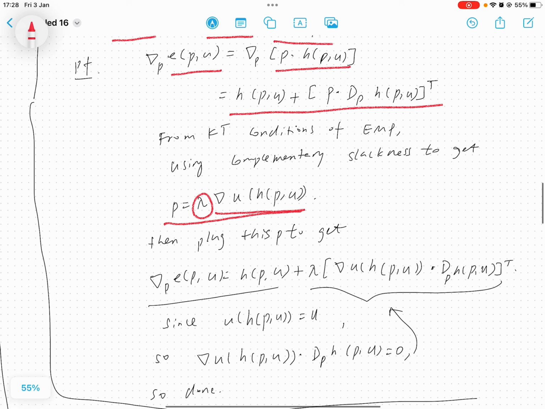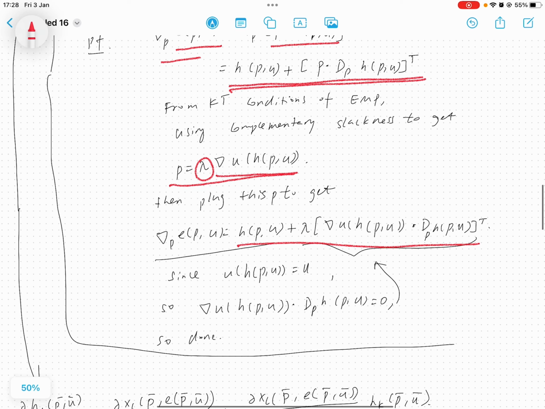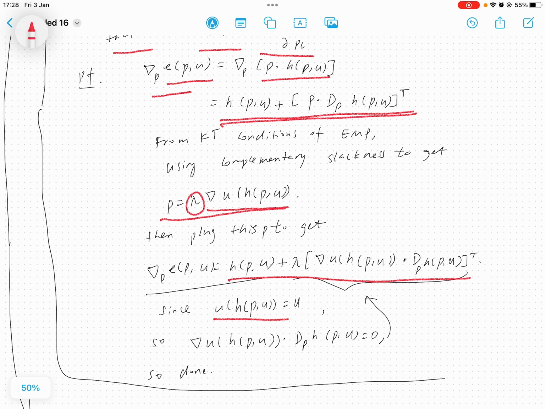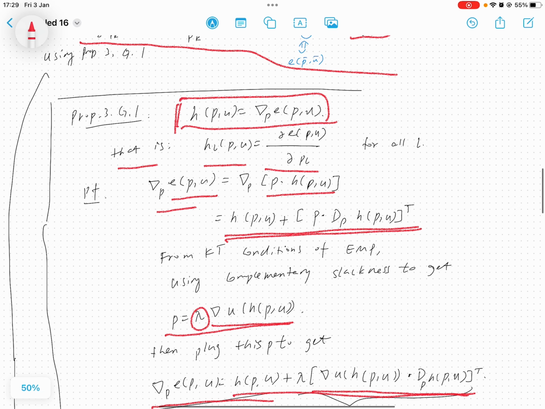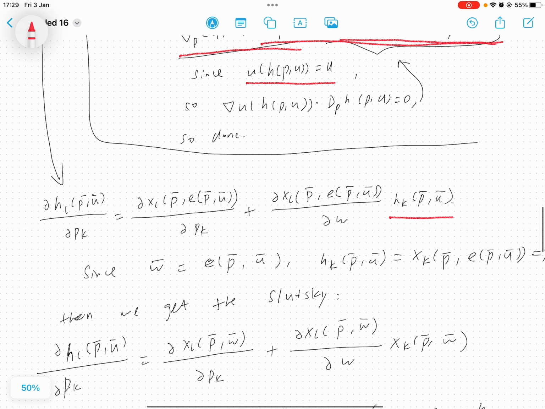So then we can plug this P into this above, okay? So, and then we can get this. Because we know that this utility will be just some constant, some U, okay? So this thing inside has to be 0 at the same time. And then this gives us the final result that we are going to prove, okay? And then we simply plug this into this Slutsky equation that we're going to get. So this part becomes H, okay?